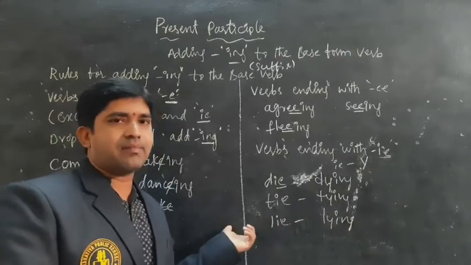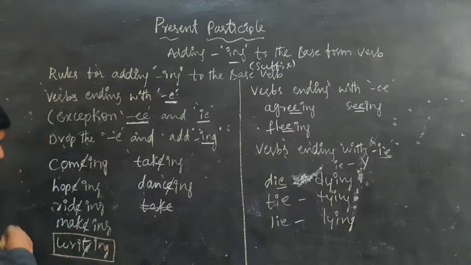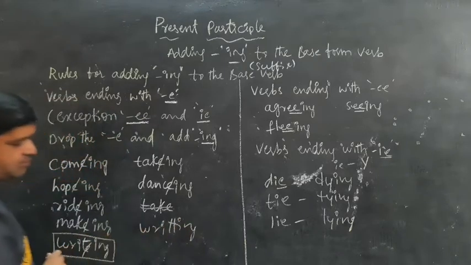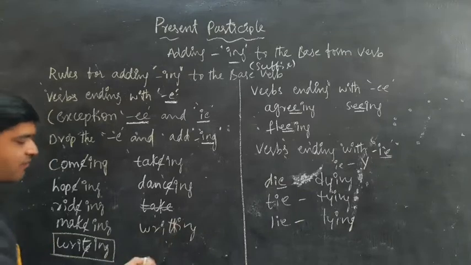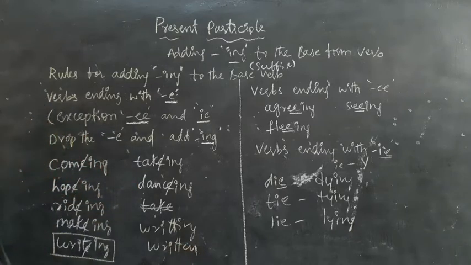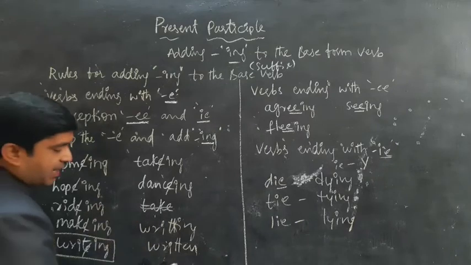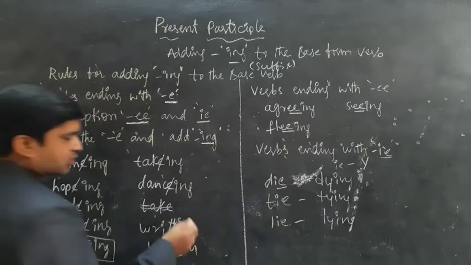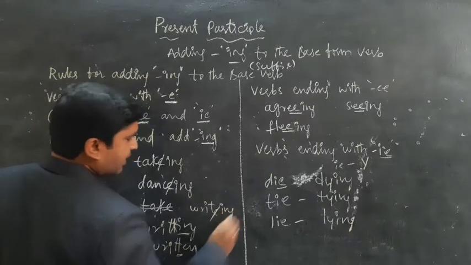Concentrate on them. In the previous examinations also, these were asked. Here, some students write it as "writting." It's absolutely wrong. We should not double the T here. We double it when we are writing the V3 form: write, wrote, written. But when we are adding ing, you just remove E and add ing.